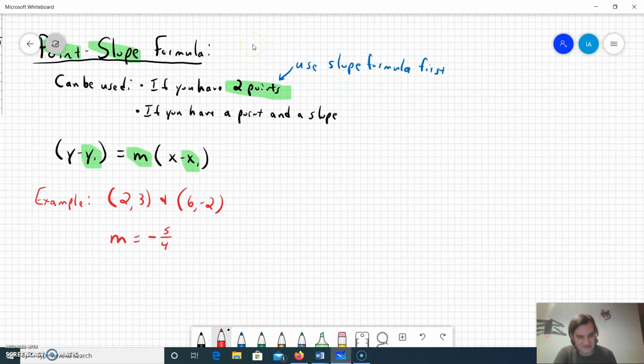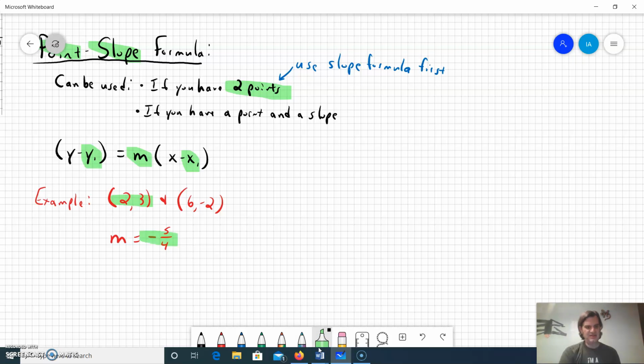Okay. So we had to find that slope first. It doesn't matter which point we use, but we can use the point (2, 3) and the slope negative 5/4. So we're going to plug these into the point-slope formula.